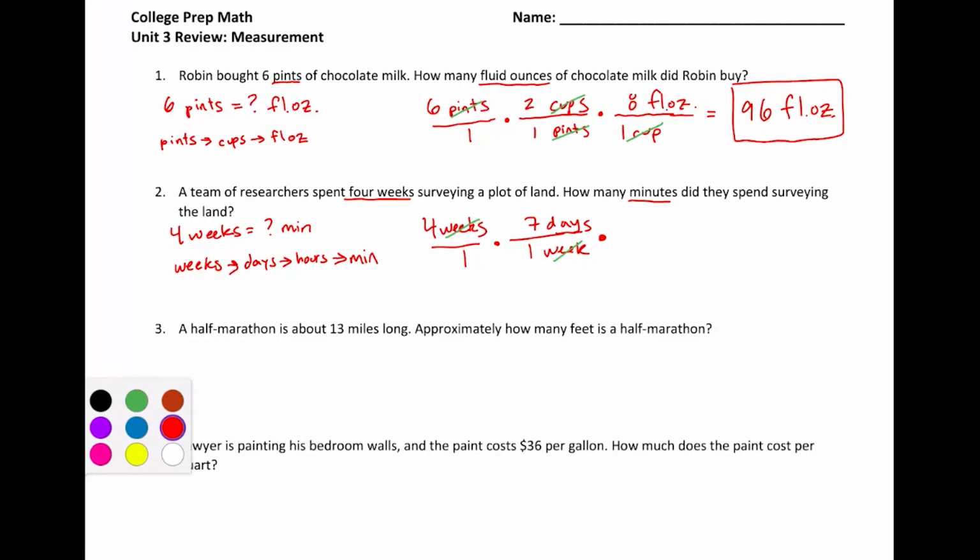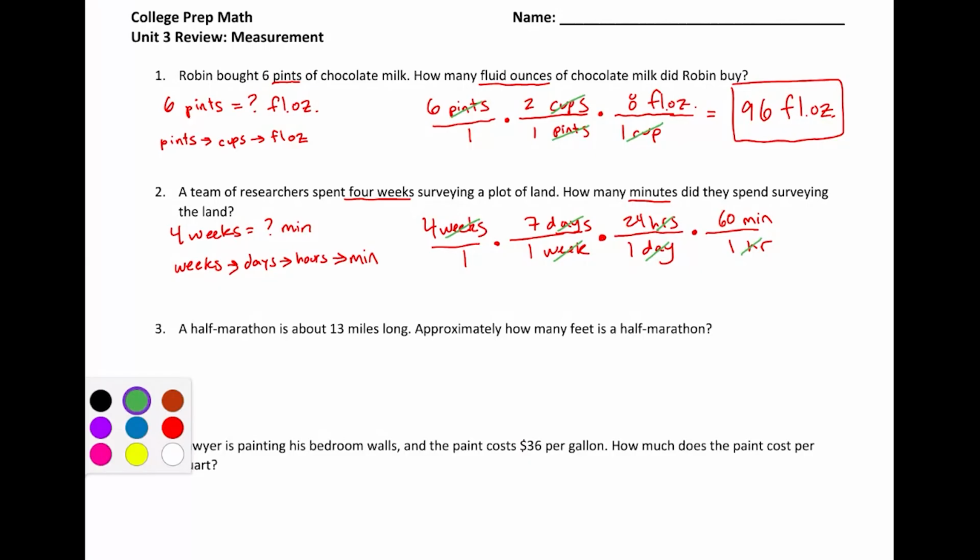Now we'll go from days to hours. 1 day is equivalent to 24 hours. And again, we get those days to cancel. And then we need to go hours to minutes. So as hopefully you're aware, there are 60 minutes in 1 hour. And we get those hours to cancel out. So now we're just left with minutes, which is what we want.